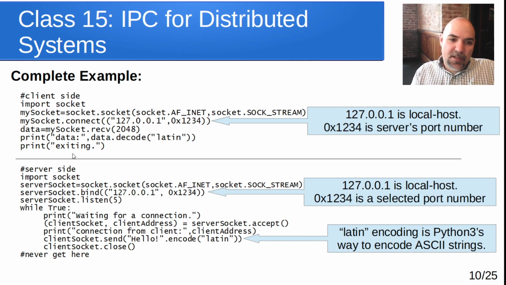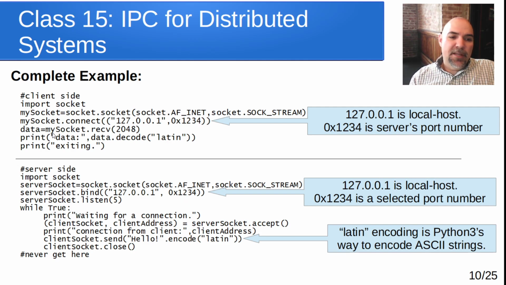But you'll notice here, import socket, there's the socket object that gets created. I do mySocket.connect. And here I'm putting 127.0.0.1. That's what's called the localhost. That means that's a special IP address that's assigned to your local machine. And here I put in the port number. I just put hex 1234. You could put whatever port number you want as long as it's not being used by another listening process or another socket at that point.